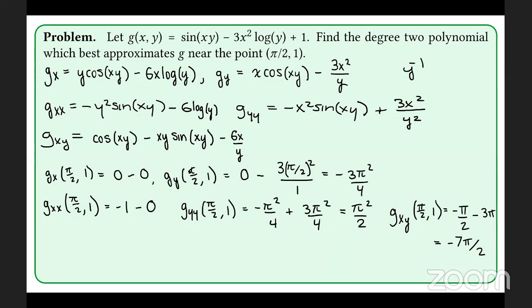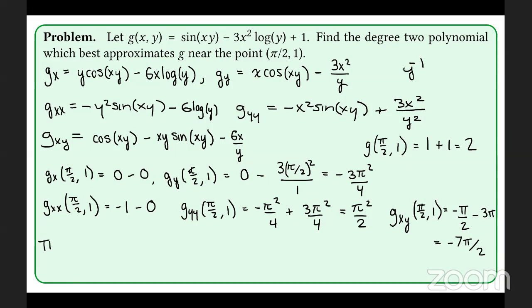Okay, so we have g at, oh, and we didn't get g at pi over 2, 1. Sine of pi over 2 times 1 is sine of pi over 2, which is 1, minus 3 times pi squared over 4, log of 1 is 0. So that's minus that, and then plus 1. So we get 2. Okay, so now let's write it out.